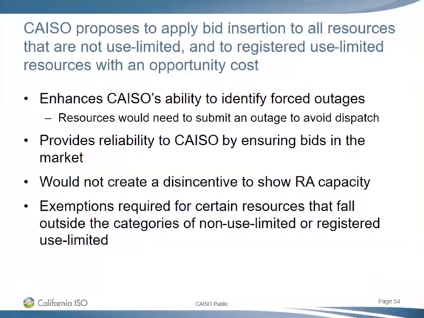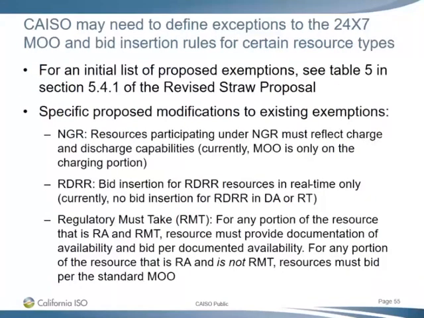So if we have no other questions, I will move on to our last slide on the must-offer obligations and bid insertion. As we already mentioned, the CAISO may need to define exceptions to the 24/7 must-offer obligation and bid insertion rules for certain resource types. We proposed an initial list of exemptions in Table 5 of our revised straw proposal.